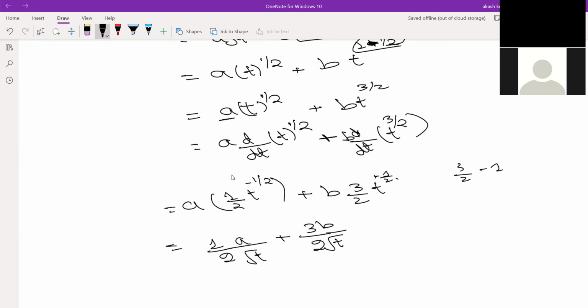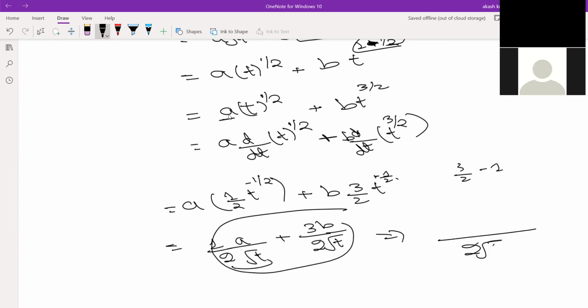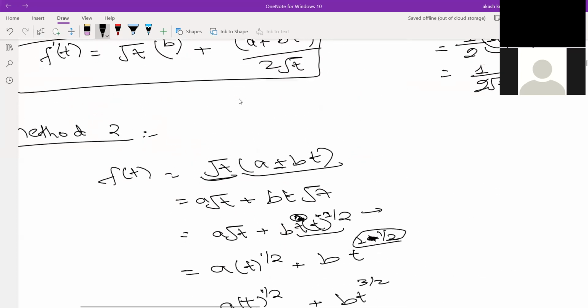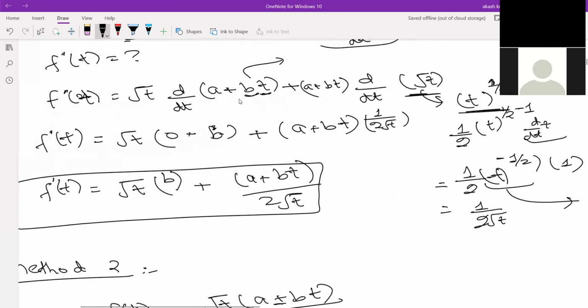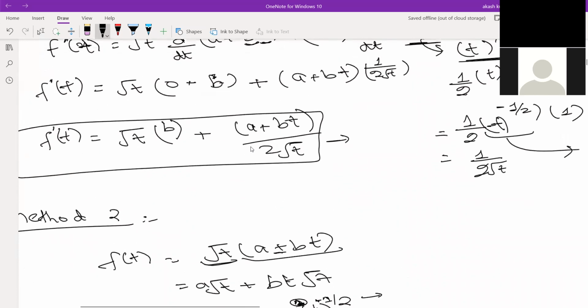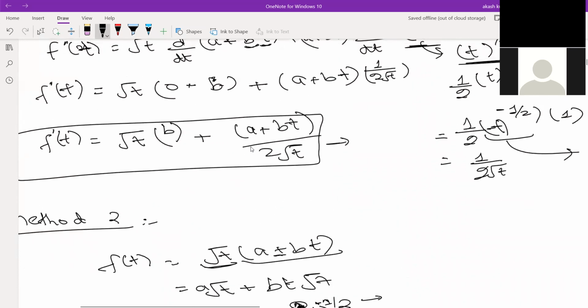Okay, and this is the final answer. We can further simplify it as well because both are the same. So 2 square root t in the denominator, and then it will be a plus 3b in the numerator. So this is the simplified answer. Okay. Is it clear? Yes. If we simplify our answer from method 1, we can get the same answer. Should we do it? Oh, yeah, if you think it's better, we should do it. Okay.